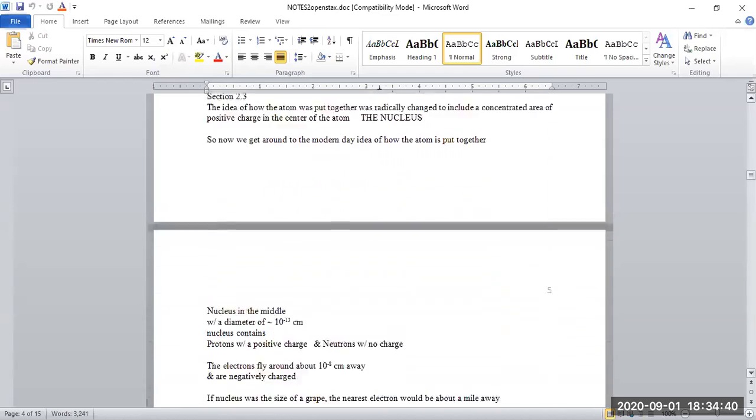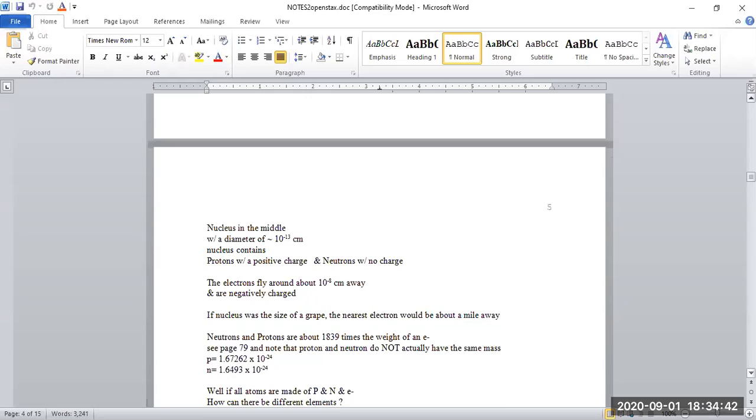So let's think about size. If you have the nucleus in the middle, and I did this in centimeters because that was the easiest thing I could find a reference for, the diameter is 10 to the negative 13th centimeters. So take a 1, put 12 zeros out in front of it. We know that the nucleus actually has two things in it: protons and neutrons.